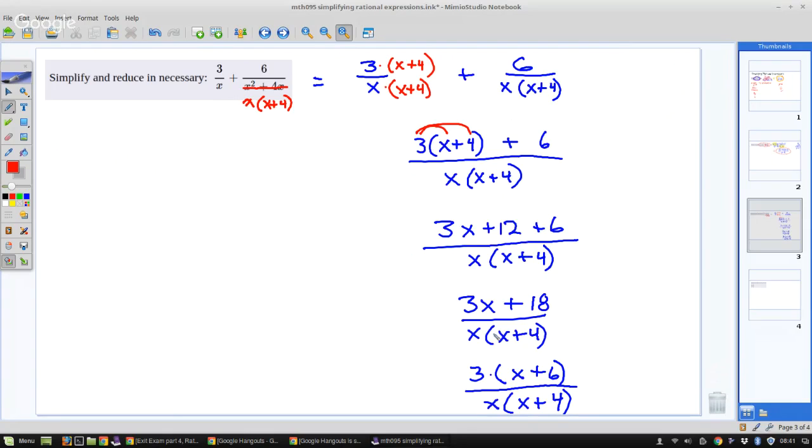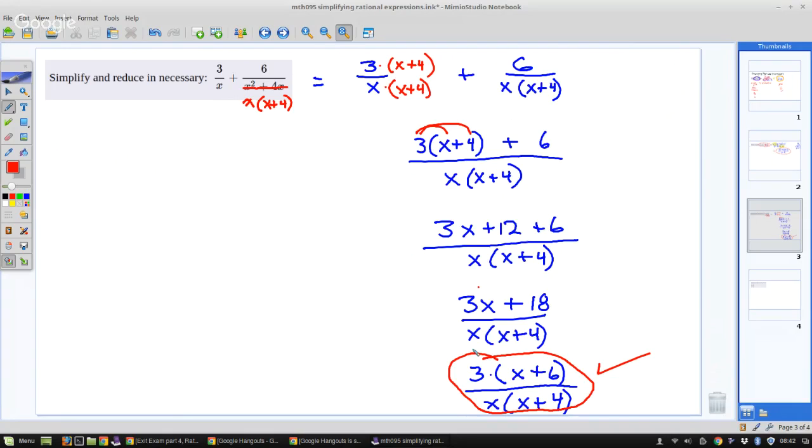So I would say this is the final answer, because the factored form shows me nothing is common in the top and the bottom. This would be adequate too, but I wouldn't circle more than one thing just in case there's a mistake. So I'm going to go with that one right there. That's my final reduced form.